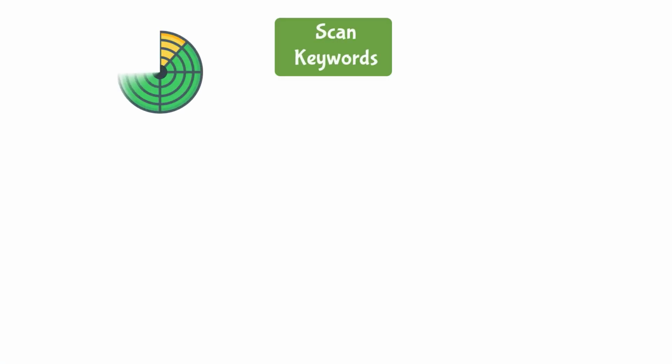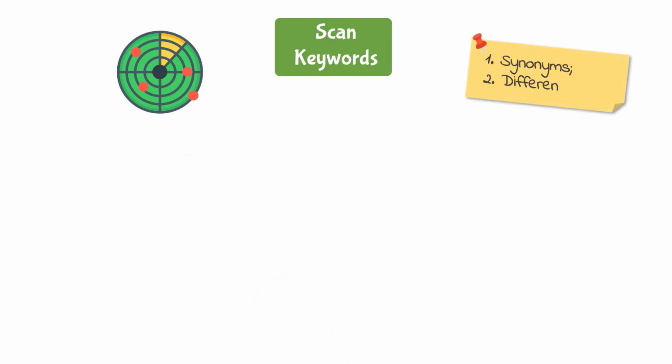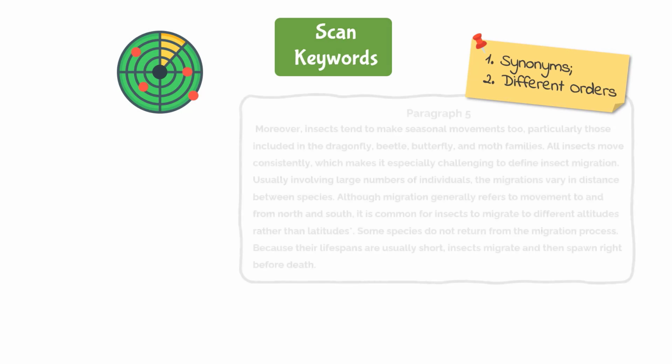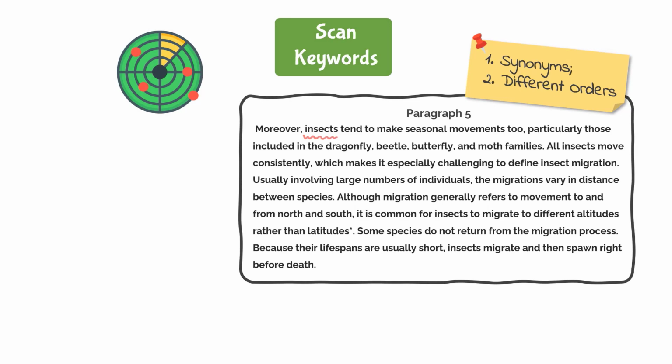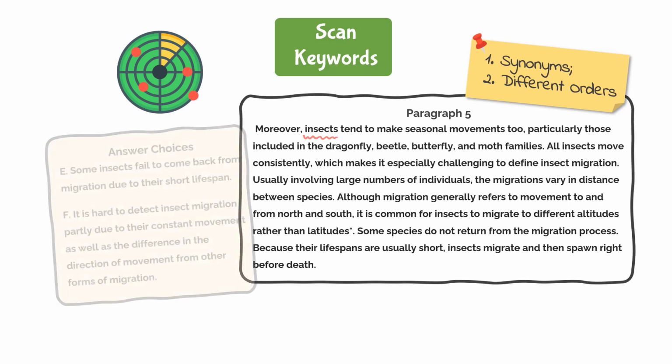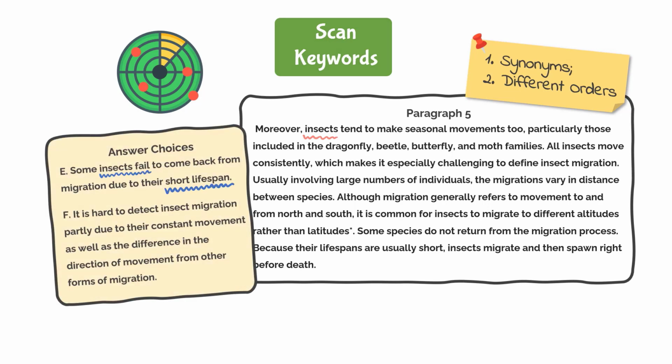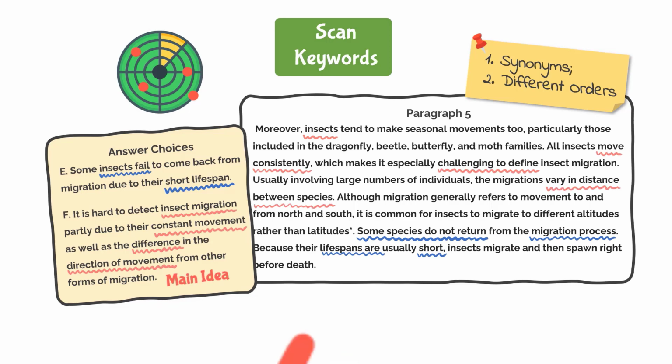After pinpointing the paragraphs, scan keywords from answers. Keywords may show up as synonyms or in different orders. Paragraph 5's first sentence is about insect migration. You can find answer E and F's keywords here, so both of them have correct information, but F's keywords show up before E's do. That means F expresses the main idea, while E is a minor detail.